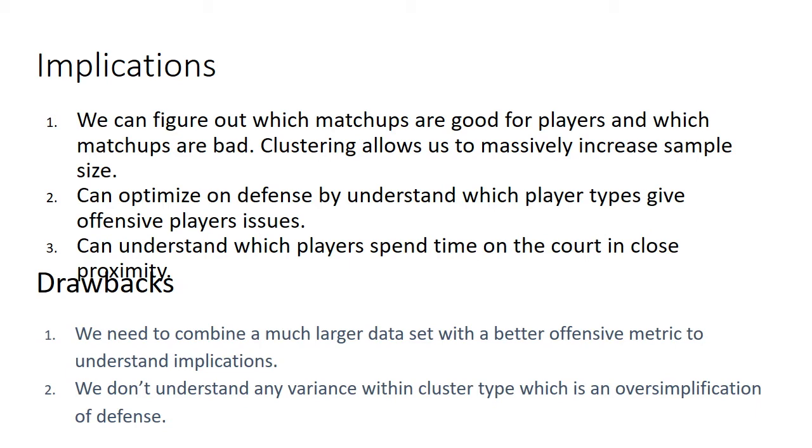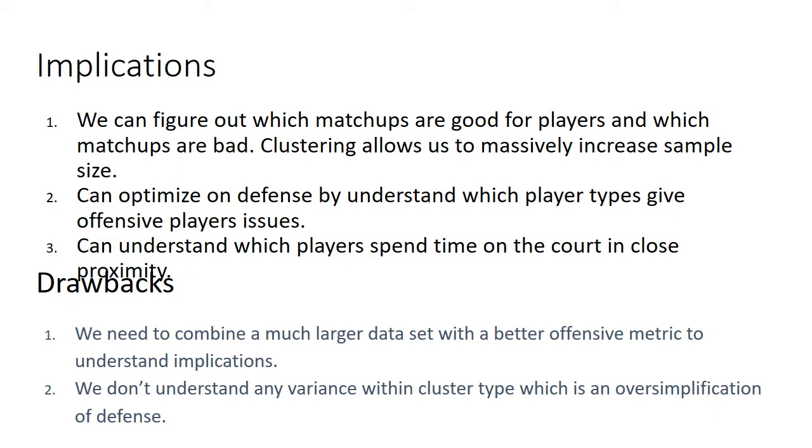So if we see that a player in cluster type 3 is giving James Harden a lot of trouble, we can put him on James Harden during our defensive possession. And then we can figure out which players spend time near each other on the court, which is just kind of another slightly valuable thing.